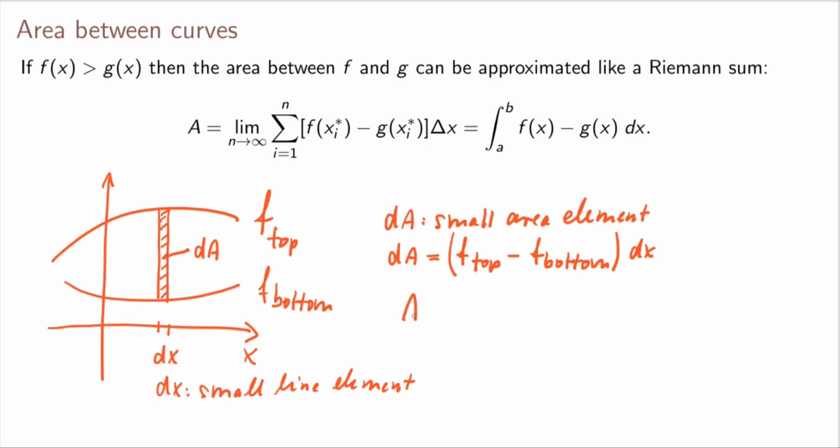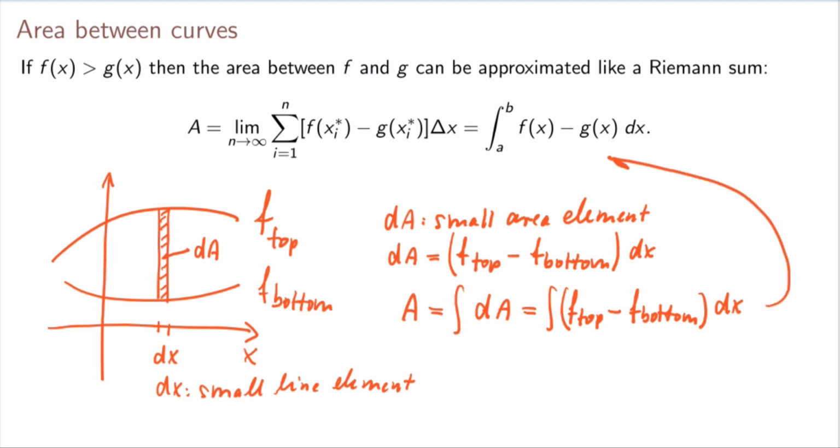So what I do is I write A to be the integral over all these little dAs, these small area elements. So I can write this to be the integral of f top minus f bottom, in brackets, dx. And here you go. So I have an alternative version to write down the formula for the area between curves. Okay, so this should compare to this, and it does really nicely. But now I use the notation with the small area element and the small line element.